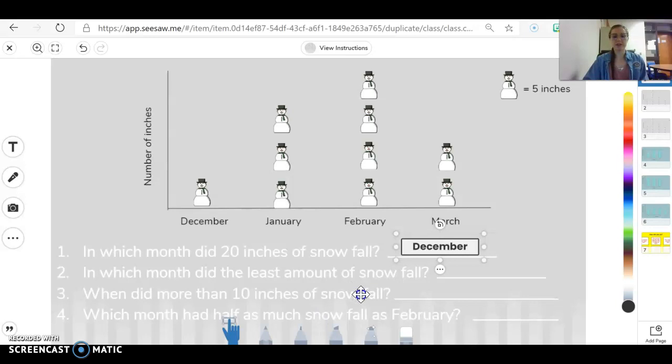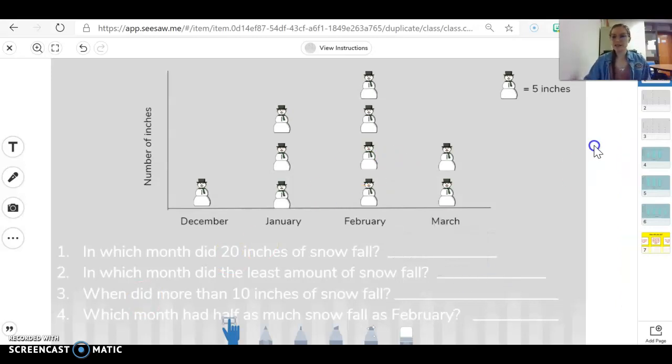In which month did the least amount of snow fall? When did more than 10 inches of snow fall? Remember, it says more than, not when did 10 inches. And which month had half as much snowfall as February? Okay, so you need to look at February, find half. All right, so that would be slide 1.